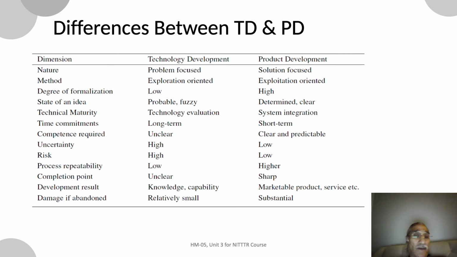Completion point is not clear, because we are not clear when the technology will be ripe and completed, while product development is sharp and clear. Development results in knowledge and capability to generate new technology, new products or new services, new understanding, new concepts, create a marketable product, and at the same time give better service. Damage, if abandoned, is relatively small for technology development, but it is substantial in product development.